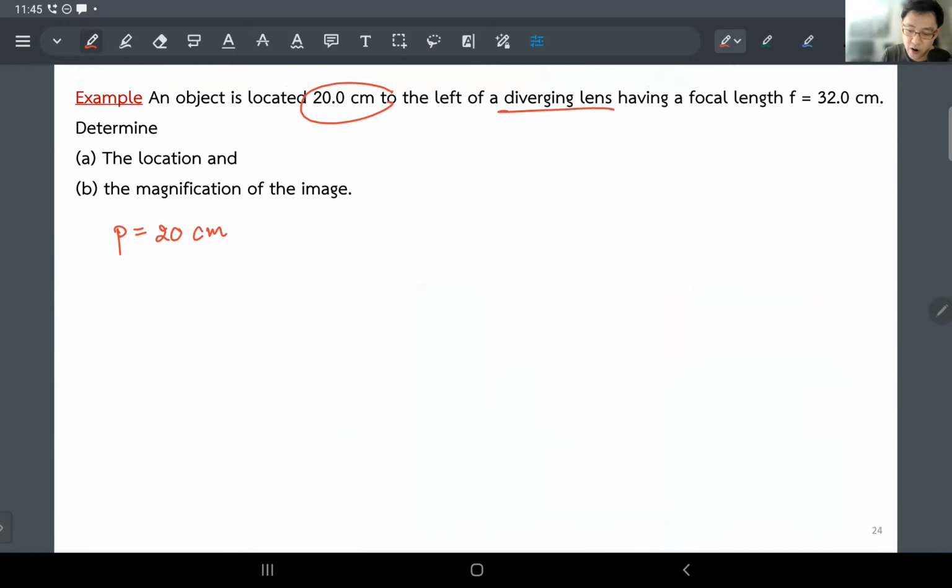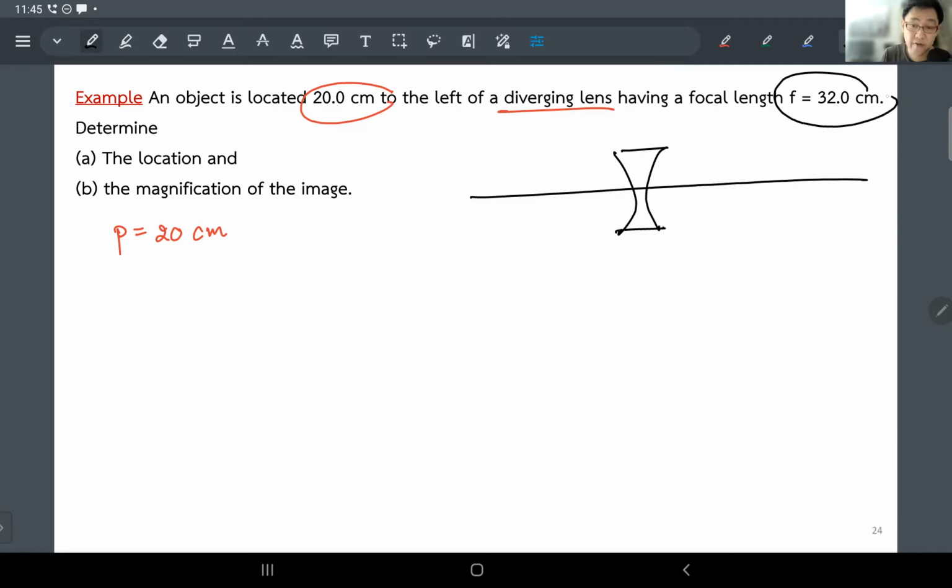If I want to draw some sort of diagram, a diverging lens looks like that. The focal length of that diverging lens is given, but we already see that, oh, diverging, the focal point is in the front, and the front one is the bad one, right? It's a negative one. So just to guarantee, the focal length of this diverging lens is negative. Cool. All right. So now we can figure out the location.